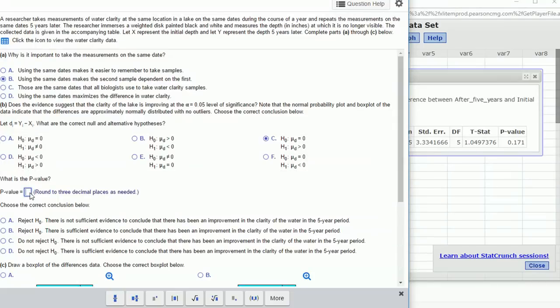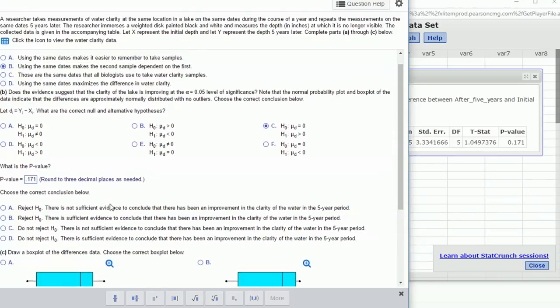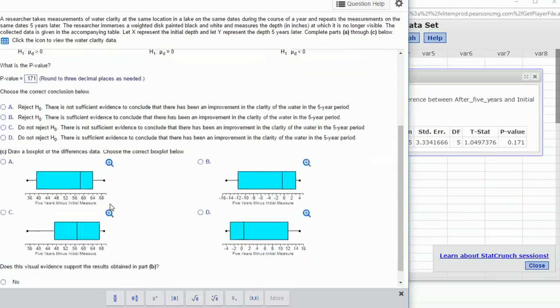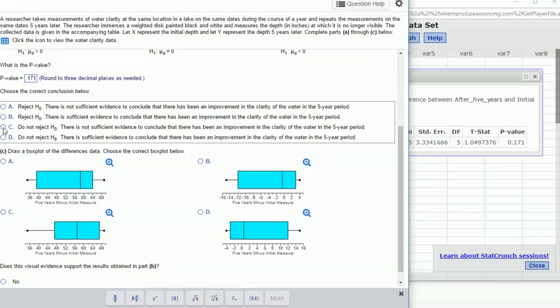The p-value is given at 0.171. Not very significant. It's certainly not lower than 0.05. So what do we do? We do not reject the null hypothesis. There is not sufficient evidence to conclude that there has been an improvement in the clarity of the water in the 5-year period. Draw a box plot for the differences.